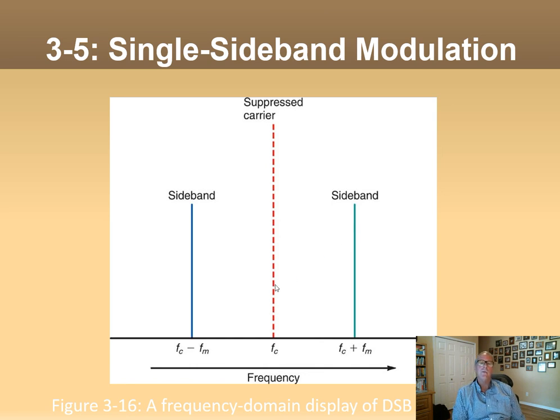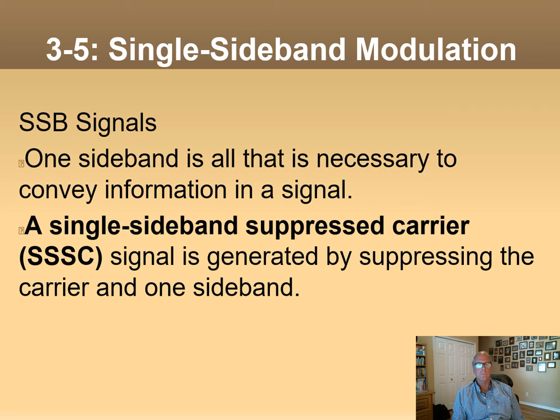That allows the receiver to tune into it, if you will, and then it can be amplified in the receiver, and once that's done, everything's back to normal. It's called a pilot carrier. Yeah, and the single sideband suppressed carrier is generated by suppressing the carrier and one sideband. And as I keep saying, one sideband is always necessary to convey the information in the signal.